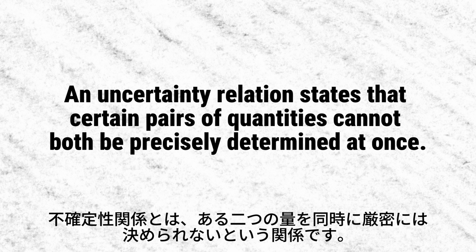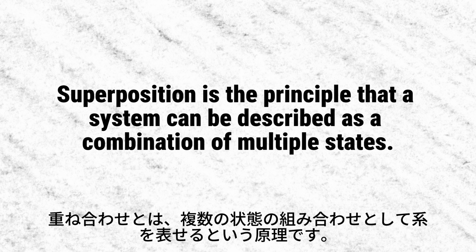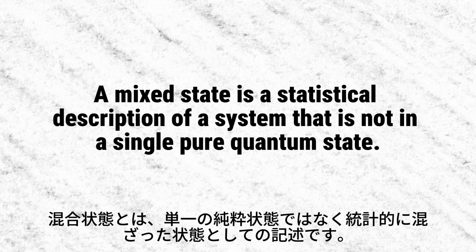An uncertainty relation states that certain pairs of quantities cannot both be precisely determined at once. Superposition is the principle that a system can be described as a combination of multiple states. A mixed state is a statistical description of a system that is not in a single pure quantum state.